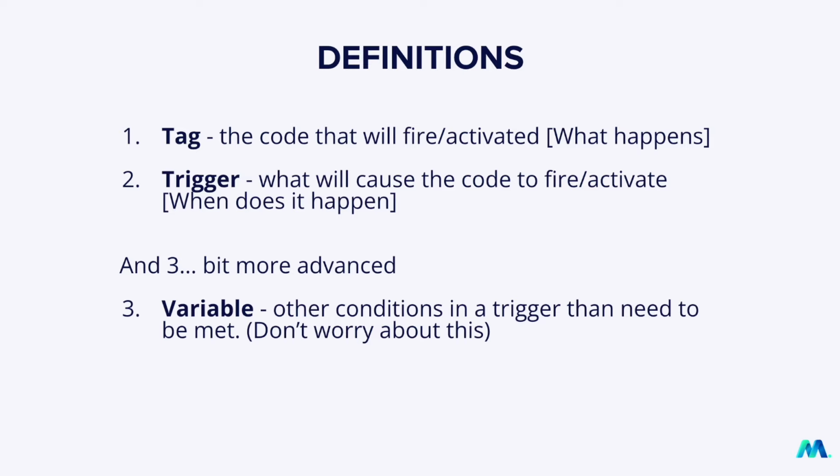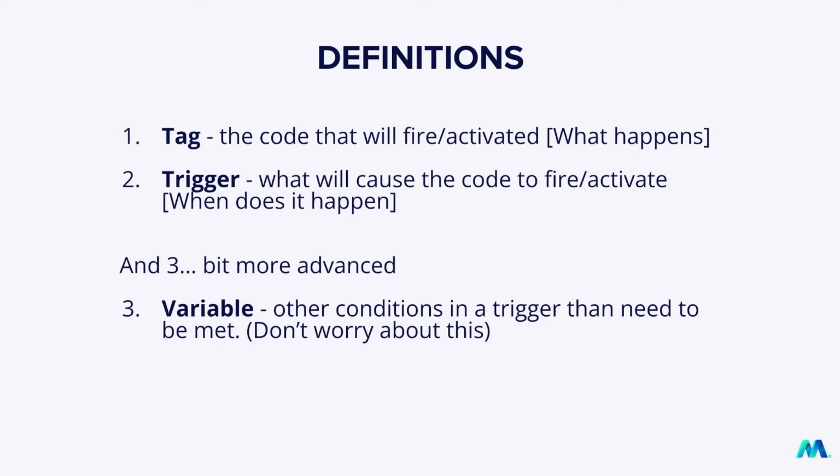And then the trigger is what will cause the code to fire or activate. So when does it happen? Probably not the best example, but just treat it like a gun with a trigger on it and a tag. The tag is the bullet and the trigger is what makes it go off. So some tags will be firing on all pages, like a Facebook base pixel code. And then there will be some triggers for some codes, like conversions, that will only fire once someone's actually submitted an application or submitted a lead form.